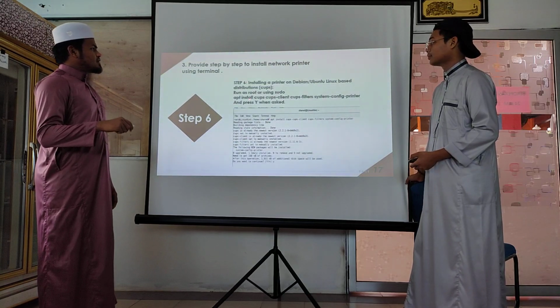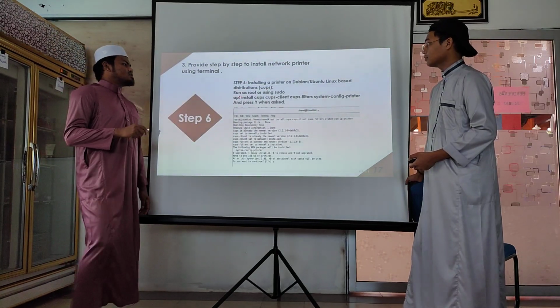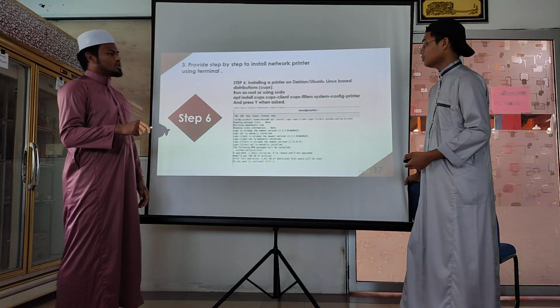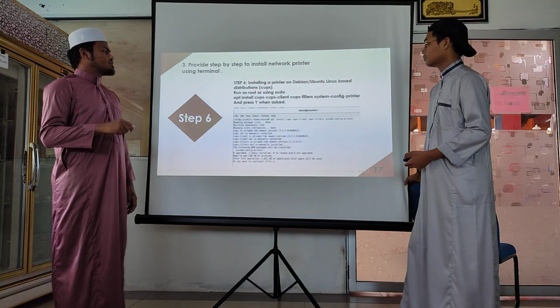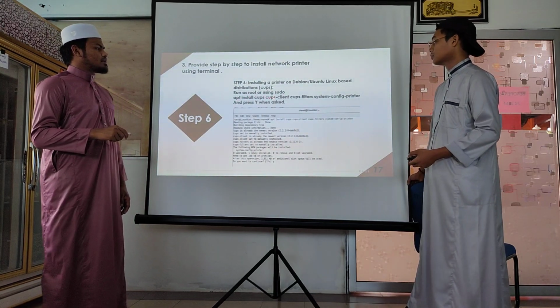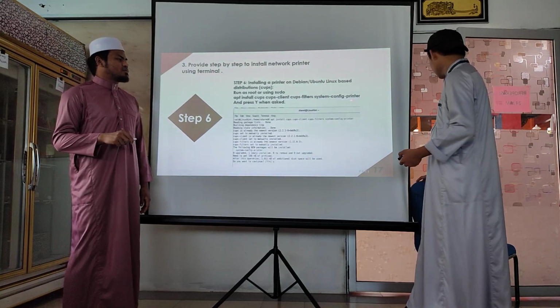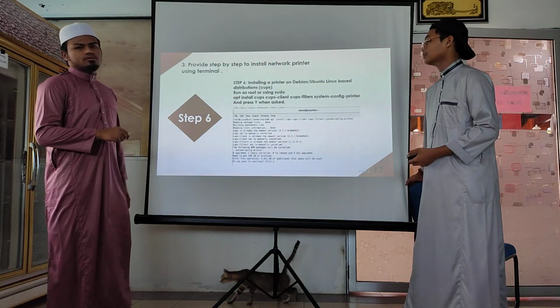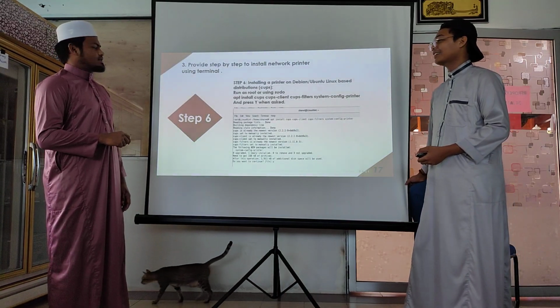Okay, this is step number 6. Installing a printer on Debian or Ubuntu. We choose Ubuntu Linux based on the situation. It will run as root or using sudo apt install cups-client cups-filters system-config-printer, and press 1 when asked only. Don't press randomly. Next.